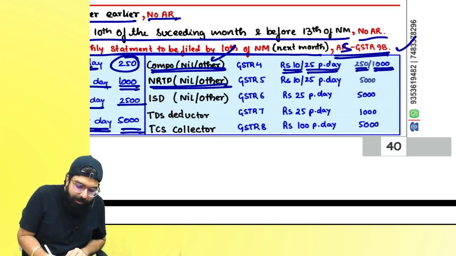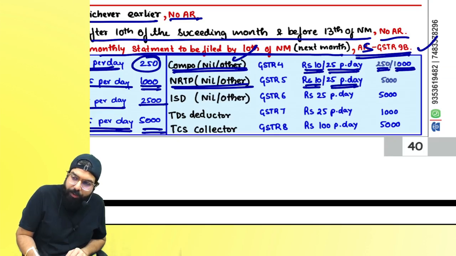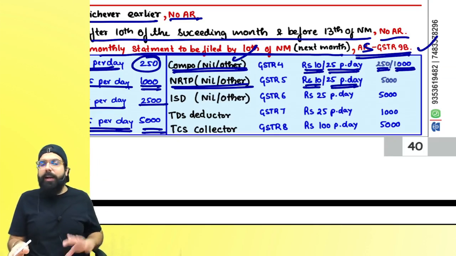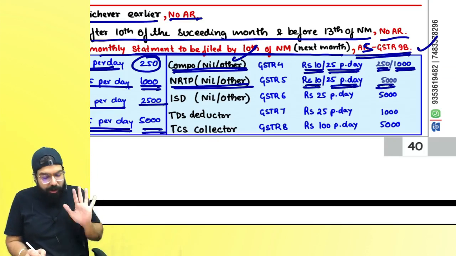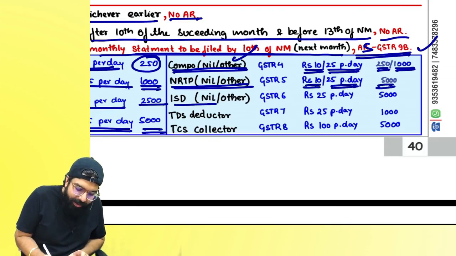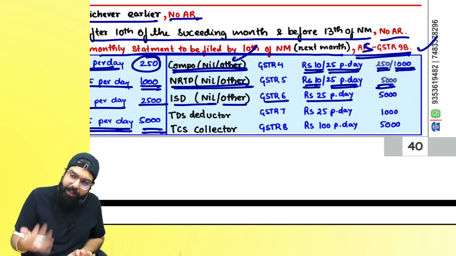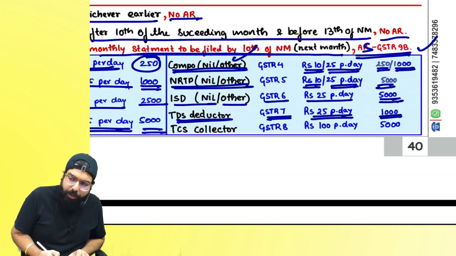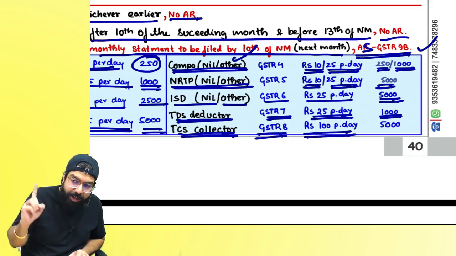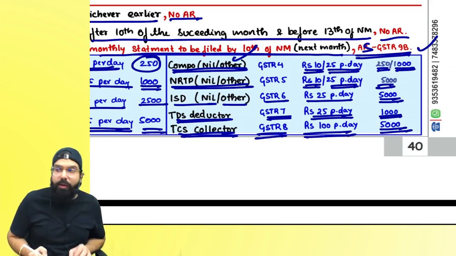NRTP के लिए 10 rupees and 25 rupees, same thing. Nil 10, others के लिए 25, but maximum will be 5,000. Maximum fee is not reduced. ISD के लिए nil return or other return, GSTR 6, 25 rupees. Nil or any other, both के लिए 25 rupees. Maximum will be 5,000. TDS deductor, GSTR 7, 25 rupees. Maximum will be 1,000. TCS collector, GSTR 8 is rupees 100 per day up to a maximum of 5,000.